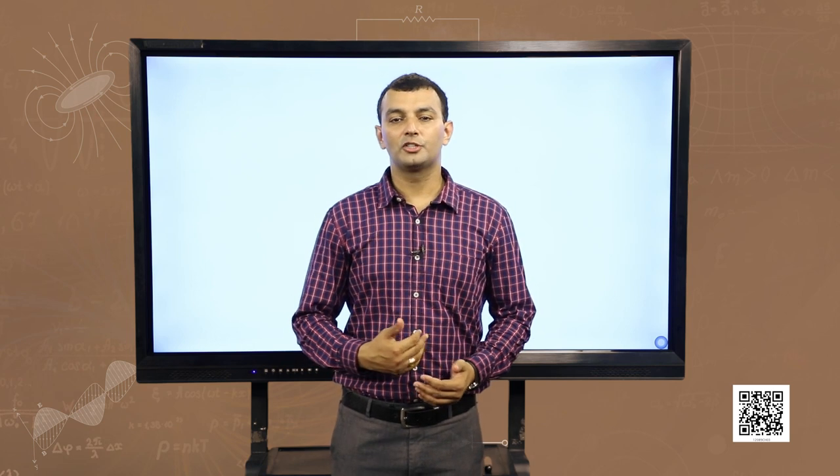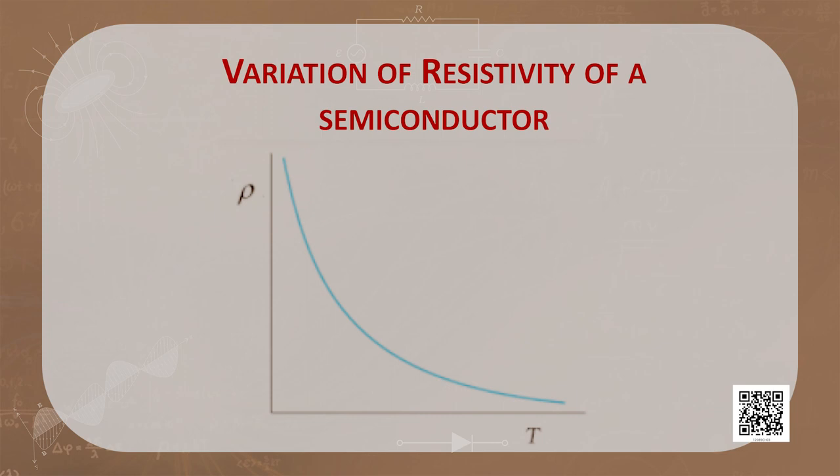Now we shall study variation of resistivity of a semiconductor. This time, for a change, the resistivity is not increasing with temperature, rather it is decreasing with the rise in temperature. Resistivity of a semiconductor decreases with increasing temperature.